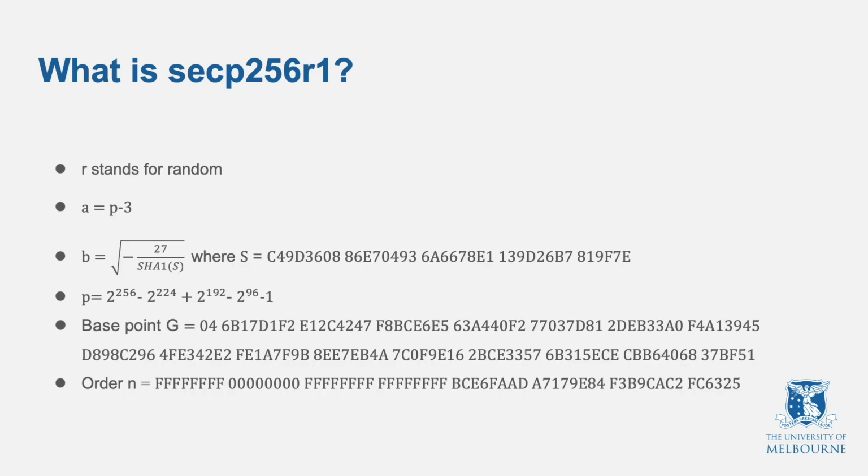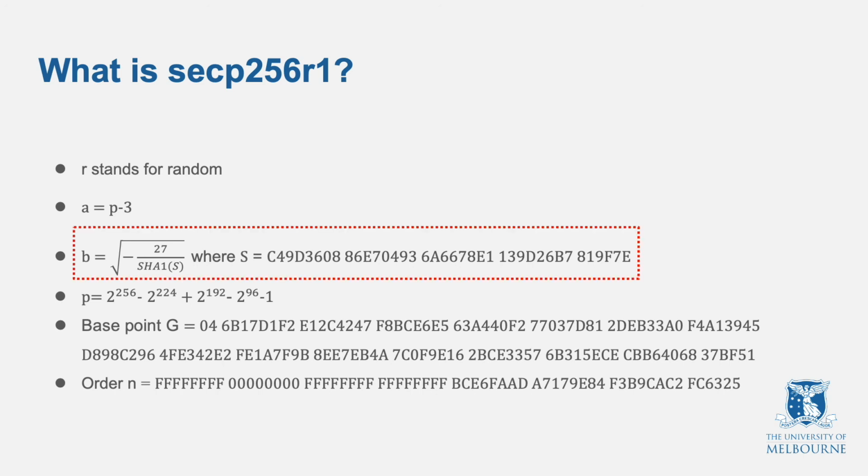There's another curve called SECP256R1, and the biggest difference between these two curves is that the coefficient B in R1 is generated from a specific seed fitting in the equation on the slide.